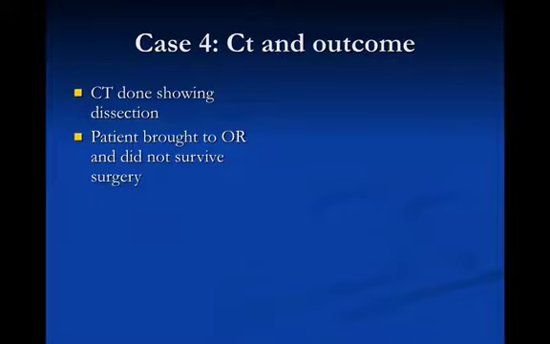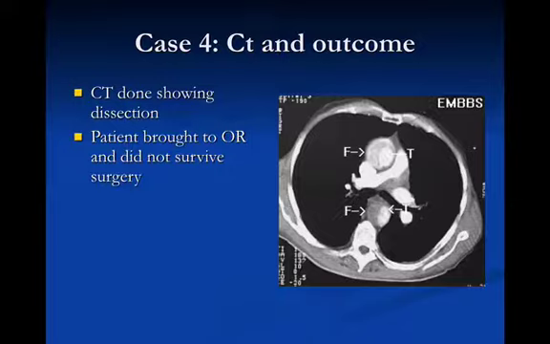The CT confirmed our diagnosis of dissection. The patient was brought to the OR and died in surgery. These are bad cases. And this is an example of what a dissection looks like on CAT scan. You will have a true lumen with blood flow and a false lumen without.